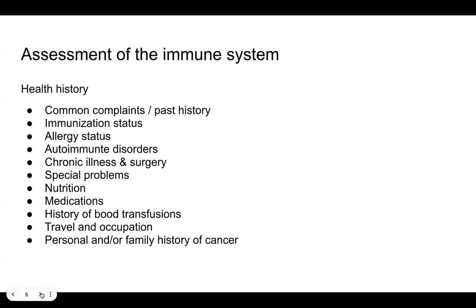Do they have any special problems? How is their nutrition? Are there meds that they're on? Do they have a history of blood transfusion? We always want to know what they do for an occupation to see if there's any occupational hazards, or if they have any travel history where they could have been exposed to something. And then we're looking to ask about personal and or family history of cancer.